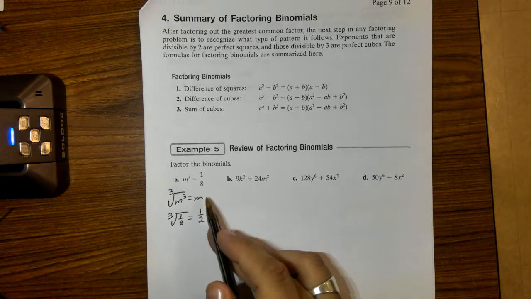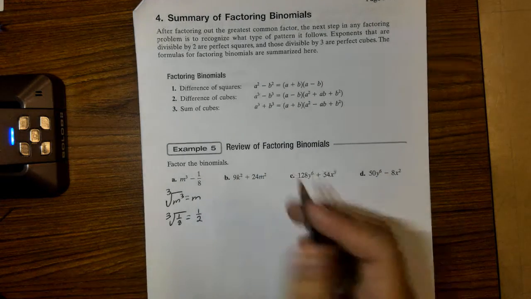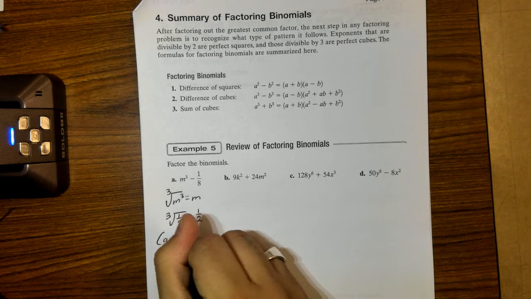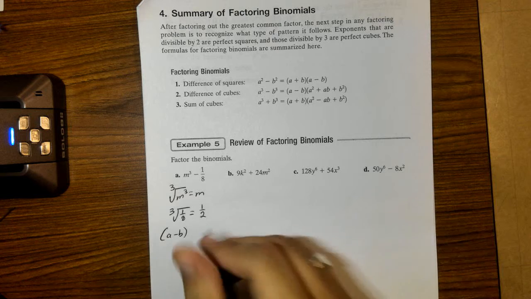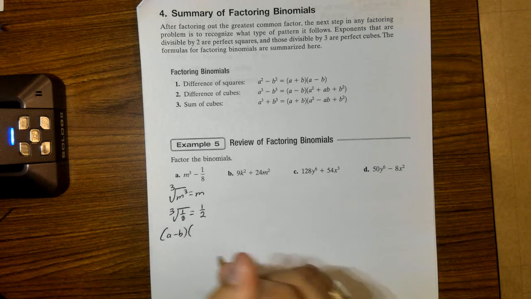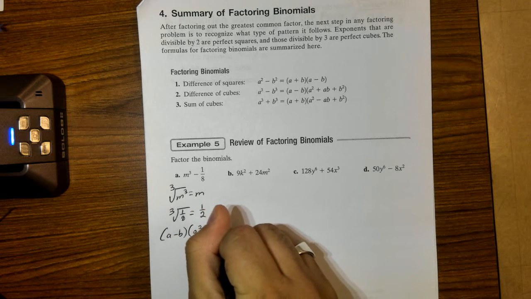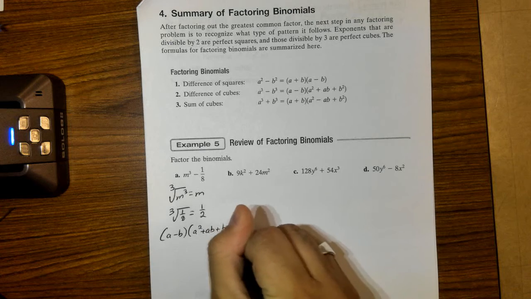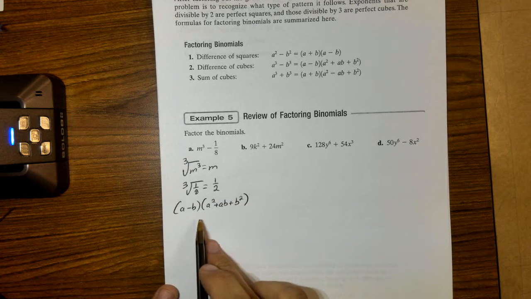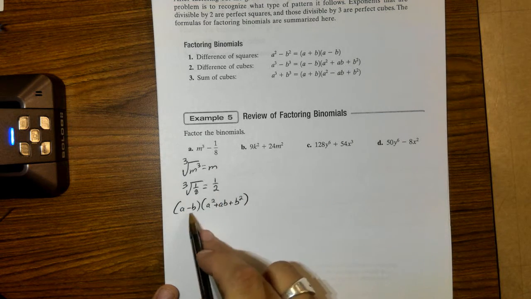So now that we have our a and our b value for difference of cubes, it is going to follow the form of a minus b times, for the first factor, in parentheses, the second factor: a squared, opposite sign, plus sign, ab, always positive, plus sign, b squared. So we are going to be replacing m where we see an a and 1/2 where we see a b.